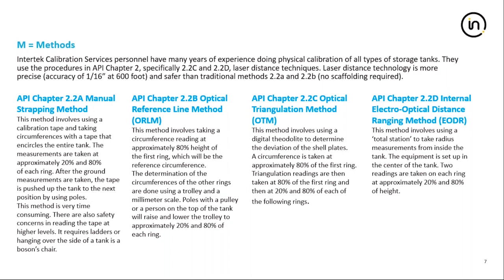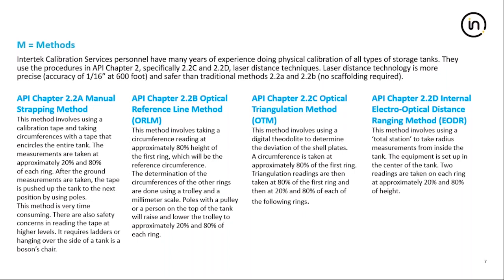The optical triangulation method uses a theodolite to create readings in each of the rings at different heights, and then you see the deviation in the shells of each of the rings. And then we go over into the internal electro-optical distance ranging method, which is the laser distance technology.